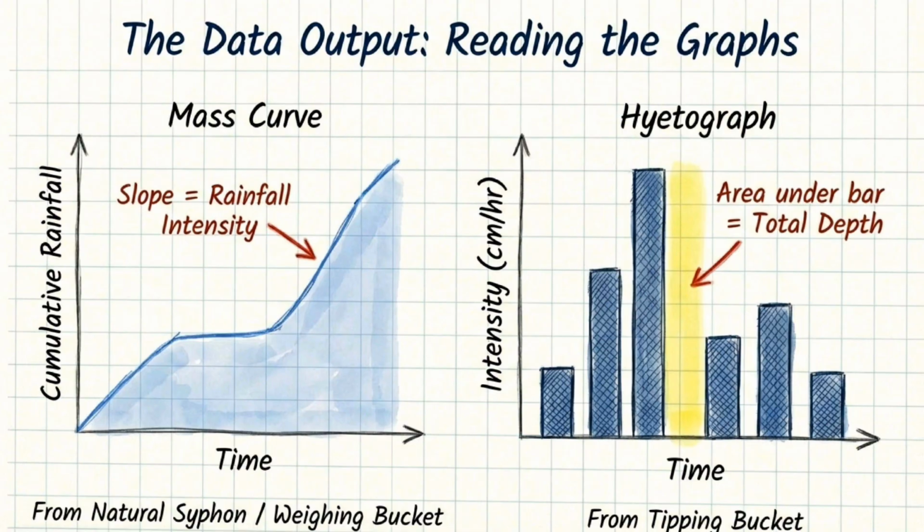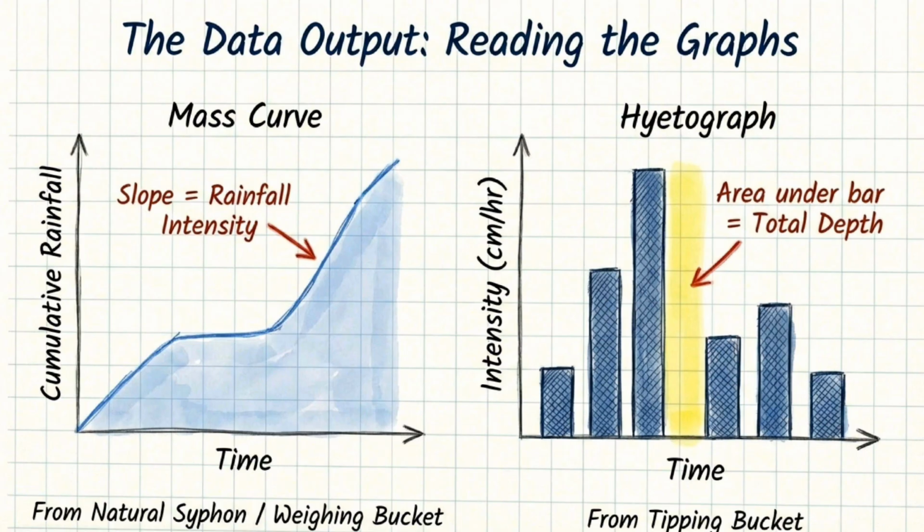An important point to remember is that the slope of the mass curve represents rainfall intensity. If the curve becomes steeper, it means the rainfall intensity is higher. If the curve becomes flatter, the rainfall intensity is lower. The mass curves are usually obtained from natural siphon rain gauges or weighing bucket rain gauges.